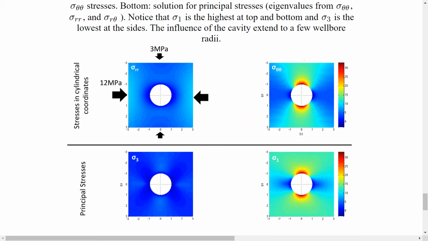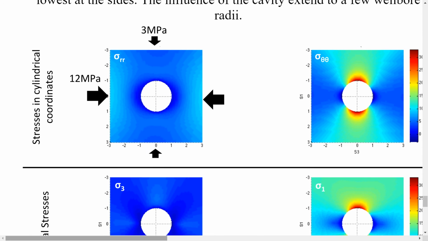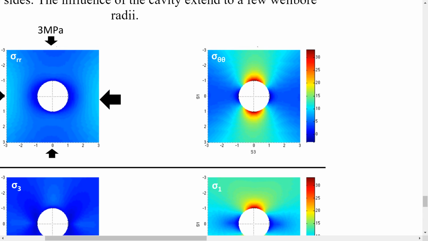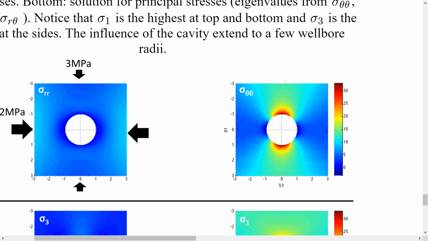And notice that here the warmer values mean more compression, and because the larger stress is going sideways, you have more compression at these locations, and you even have a little bit of tension. Notice that value is 0, so there is tension at those points. And that's what the Kirsch solution gives you.